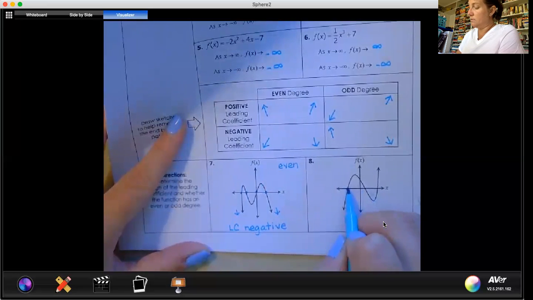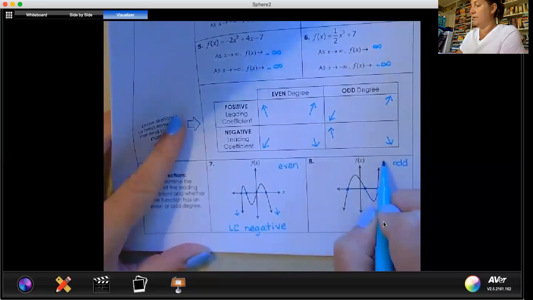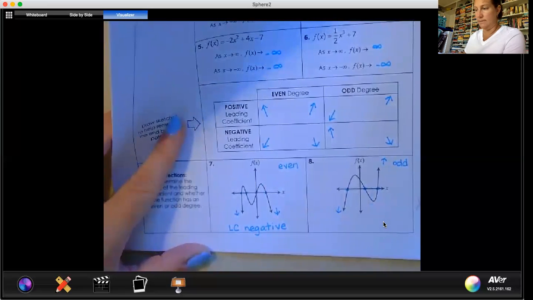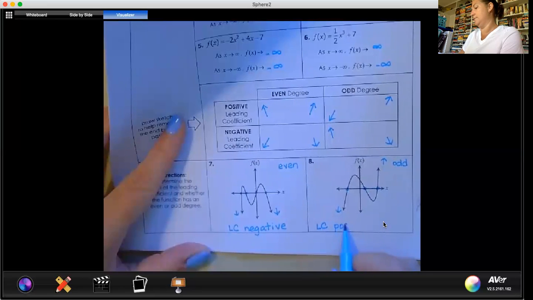Number 8 crosses 3 times. It is odd. End behavior is one of each, but you've got to make sure you look and see where it is. So the leading coefficient, negative, positive, is positive.